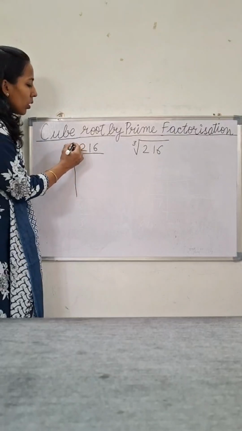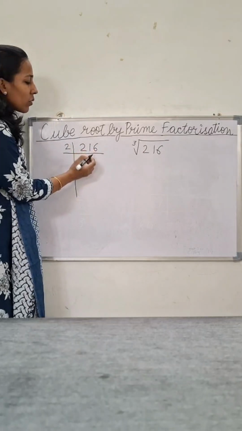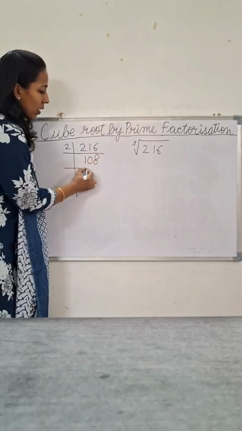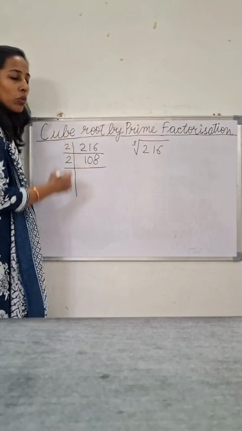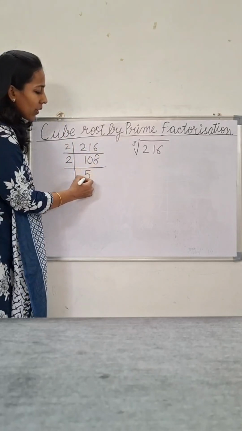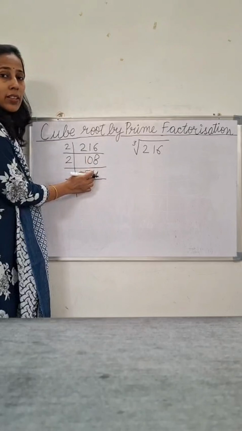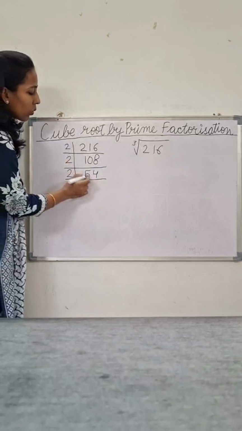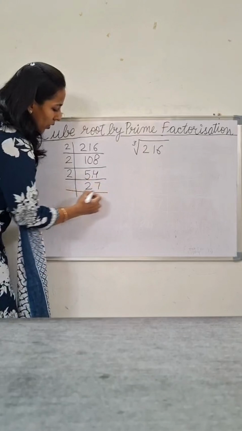Let's start with 2. 2 ones are 2. 1 is less than 2, so it will be 0. And 16, 2 8s are 16. Then again this is an even number, so we will divide it by 2. 2 5s are 10, 2 4s are 8. Now again this is an even number, so it will be divisible by 2. 2 2s are 4, 1 left, 2 7s are 14.